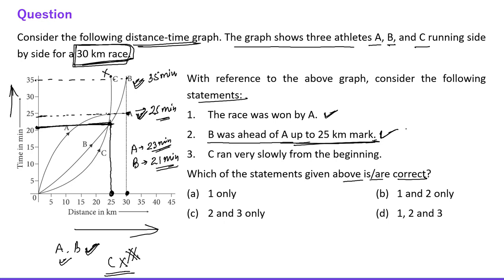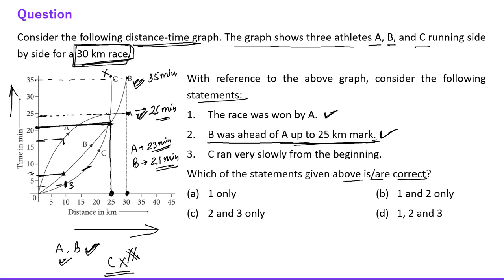Now let's talk about statement number three. C ran very slowly from the beginning. Okay, fine. So let's talk about the first 10 kilometers. This is C. For the first 10 kilometers, C took only 3 minutes approx. But for the first 10 kilometers, B took around 7 minutes, right? And for the first 10 kilometers, A took around 17 minutes. So it means initially C was running very fast, right? C was ahead of the other two persons.